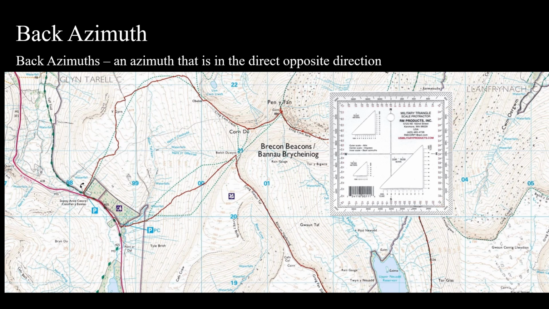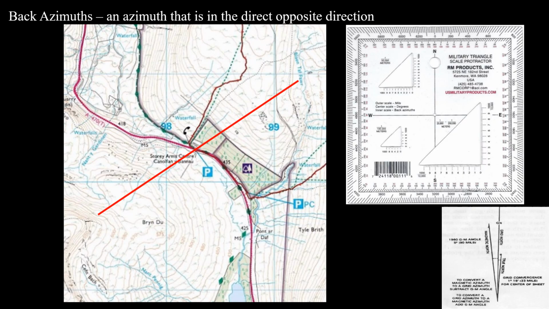Why else would you want to use a back azimuth other than just changing direction completely and heading back to directly where you were coming from? Well, you can use back azimuths to triangulate your position on a map. So let's use an example. So, zoomed in a little bit.